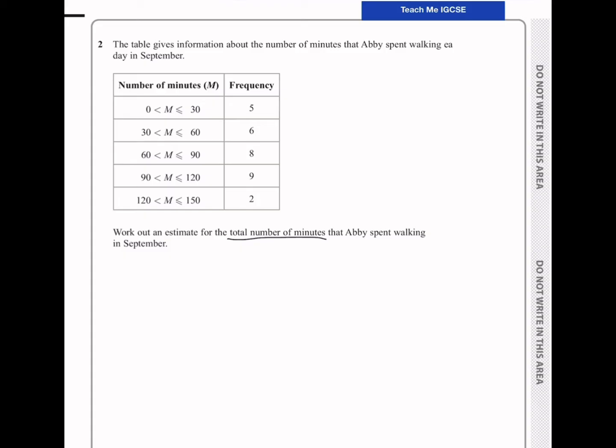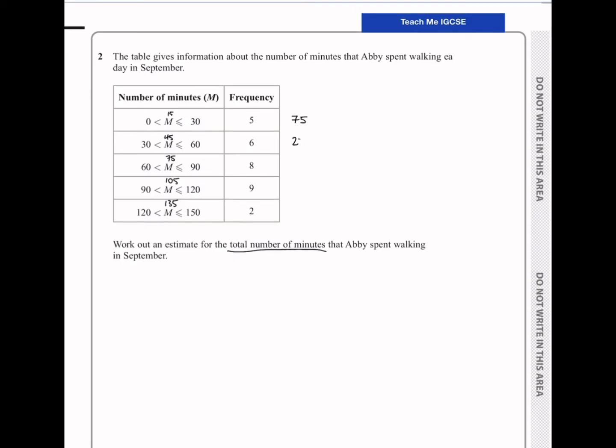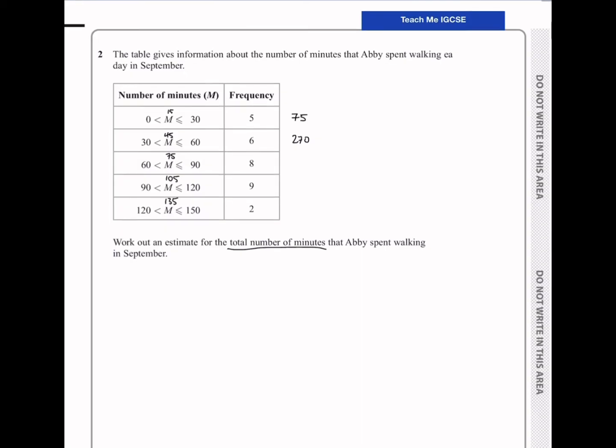This will be 15, this will be 45, this will be 75, this will be 105, and this is 135. Then we take each midpoint and multiply by the frequency of each range. First, 15 multiplied by 5, which is 75. You can use your calculator to do this. 45 times 6 is 270. 75 times 8 is 600. 105 times 9 is 945. 135 times 2 is 270.